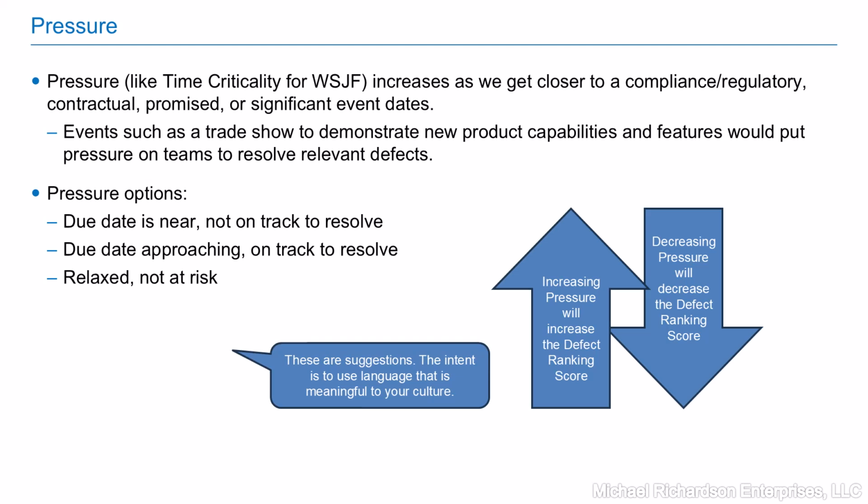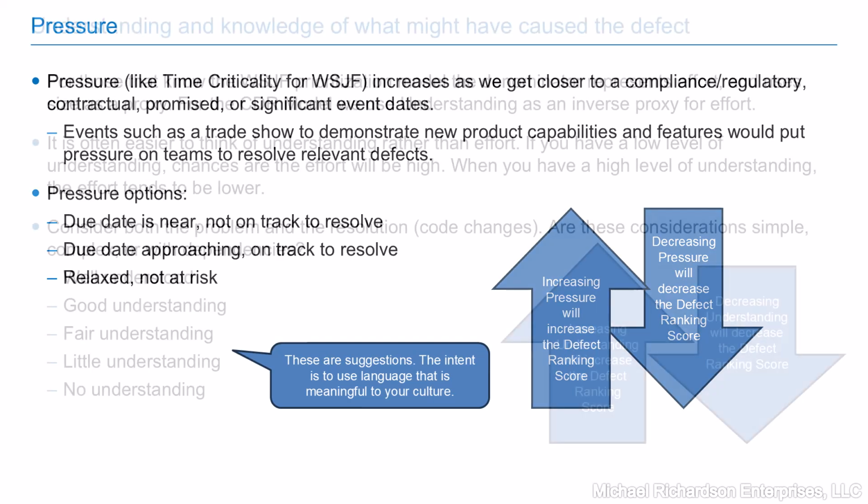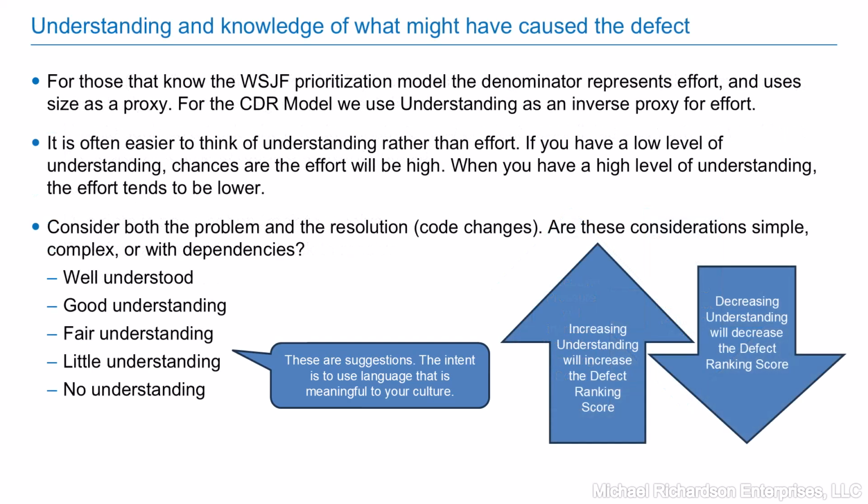The pressure variable is used to boost the defect ranking score for defects that are getting close to a due date. Because it is hard, and perhaps unfair, to ask a team how much time they need to fix a defect, and because sizing a defect, like sizing a user story prior to planning, is also an unfair request, the CDR model uses understanding as an inverse proxy for time or effort.